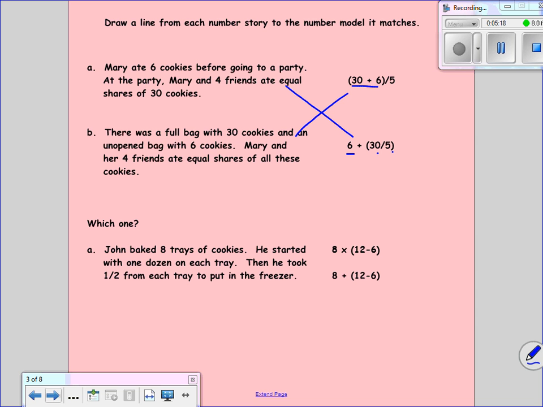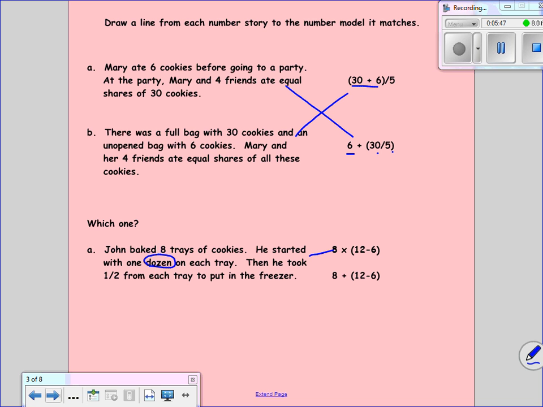John baked 8 trays of cookies. He started with 1 dozen on each tray. So a dozen would be 12. Keep that in mind. Then he took half from each tray to put them in the freezer. So he looks like he's multiplying 8 by 12, right? But then he took half of them and put them in the freezer. So how many did he put in the freezer? He's going to have to put 8 times.